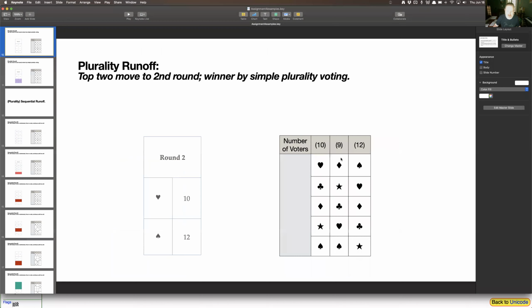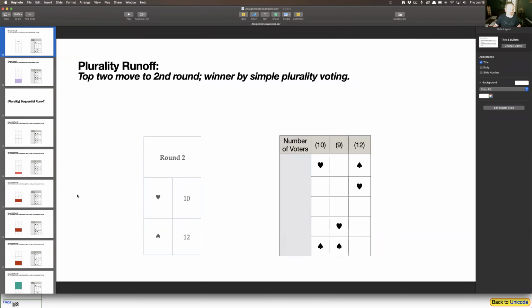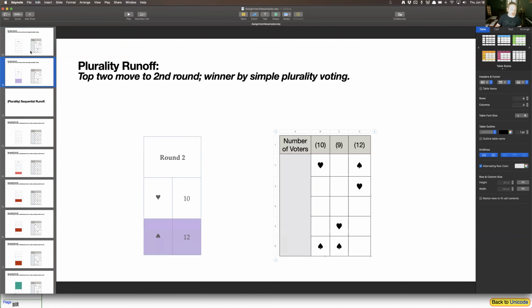I was in a rush because our faculty meeting ran long. So for this second round, I need to get rid of everything but hearts and spades. So let's do that. Okay, so now everything but hearts and spades is gone.